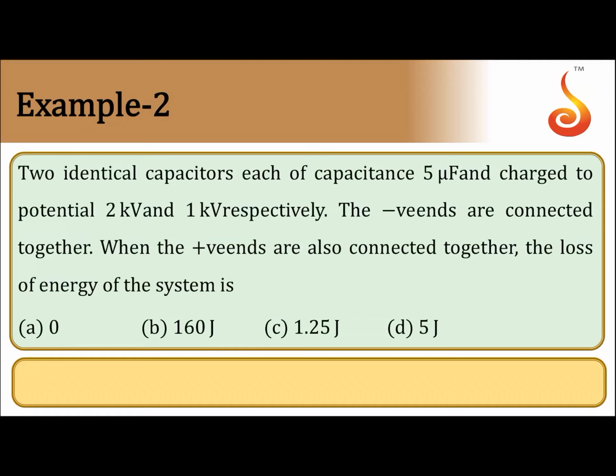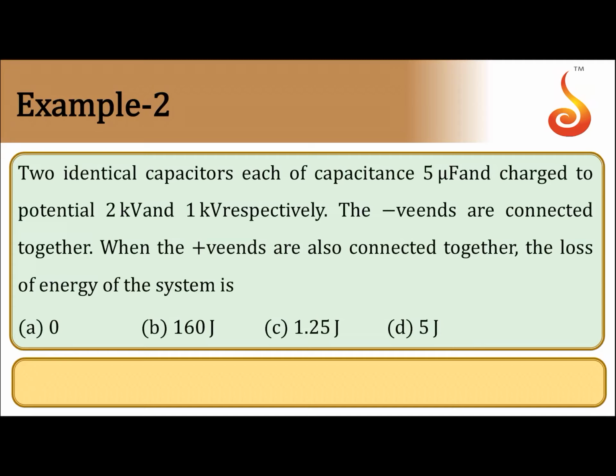Two identical capacitors, each of capacitance 5 microfarad, are charged to potential 2 kilovolt and 1 kilovolt respectively. The negative ends are connected together. When the positive ends are also connected together, the loss of energy of the system is.